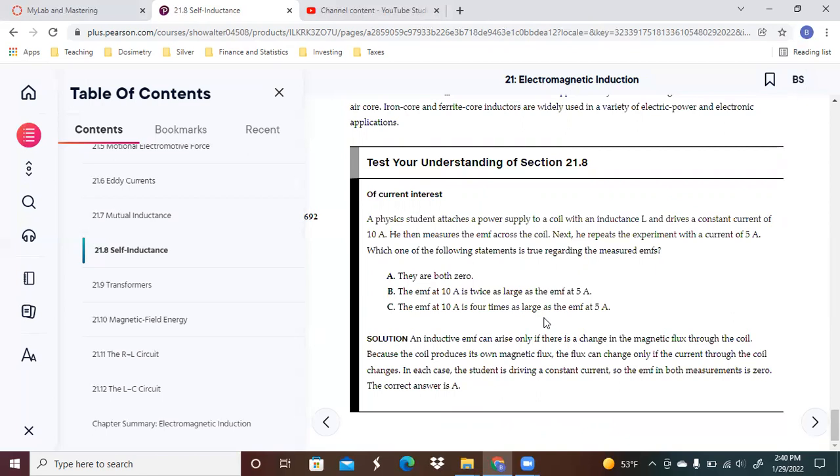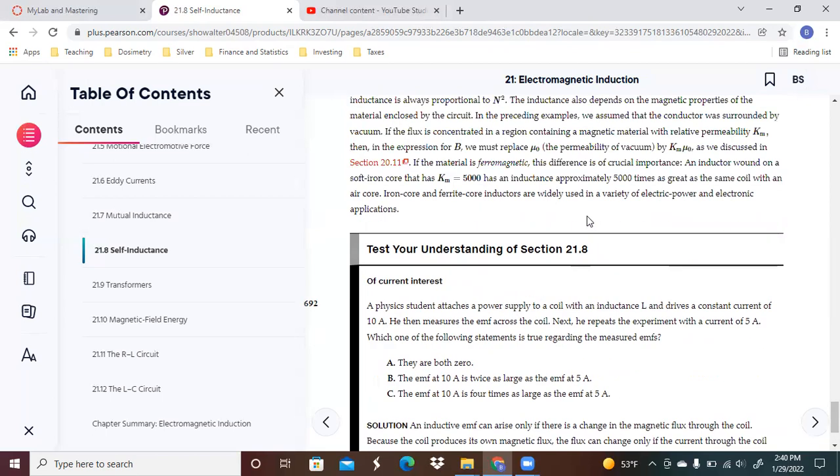Well, the inductive EMF can arise only if there's a change in the magnetic field. Because the coil produces its own magnetic flux, the flux can change only if the current is changing. In each case, the student is driving a constant current, so the EMF in both measurements is going to be 0. In other words, they are both 0.